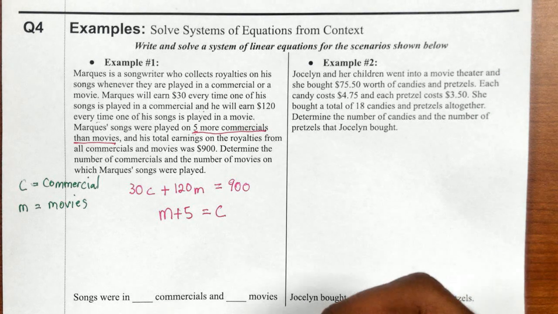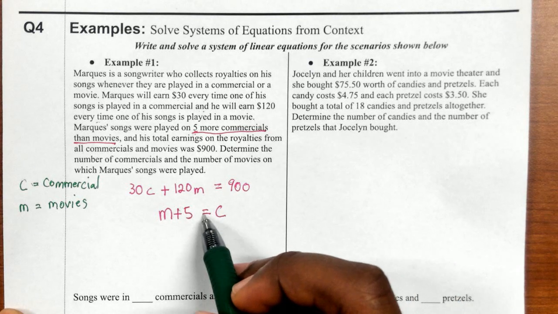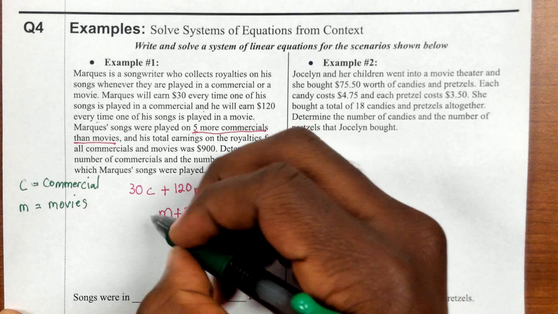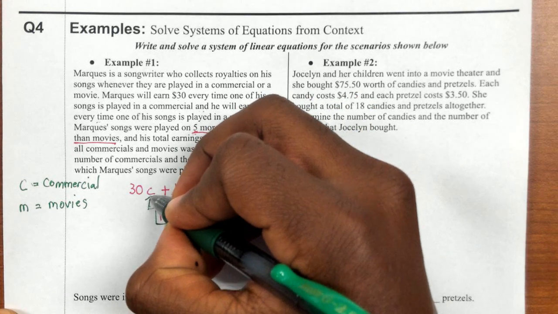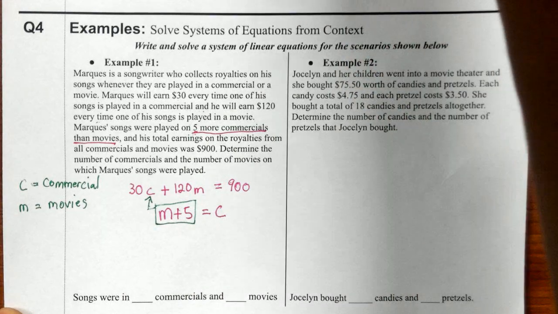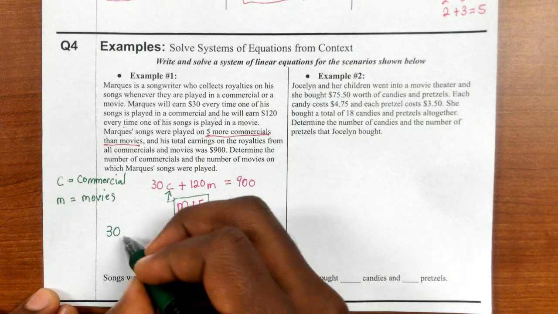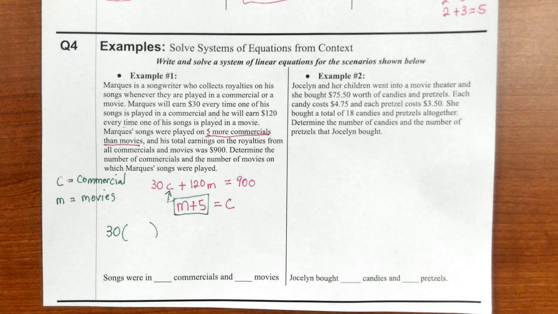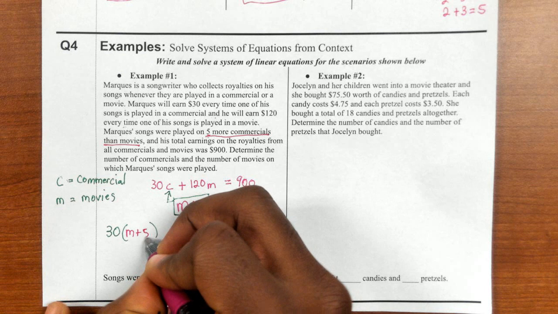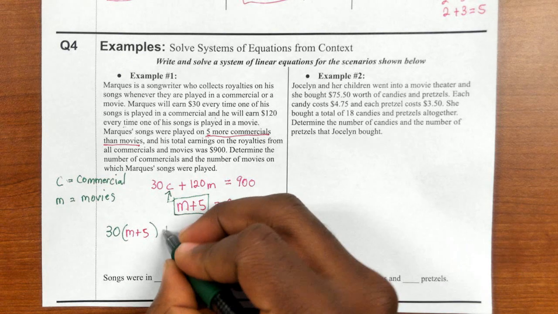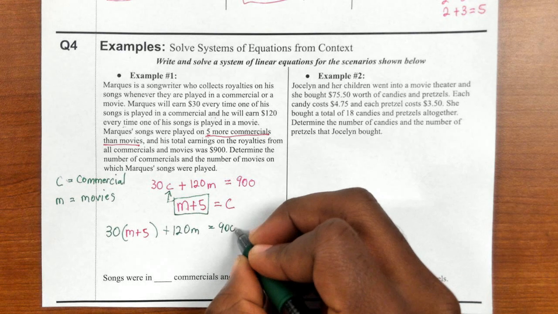The reason we're going to use substitution is because it literally says C is equal to all of this. So all of this I'm going to replace with C in my top equation, all right? So what I'm going to end up having is 30, but instead of C, I'm going to write a parentheses. And inside of it, I'm going to put M plus 5, all right? Then plus 120M is equal to 900, all right?